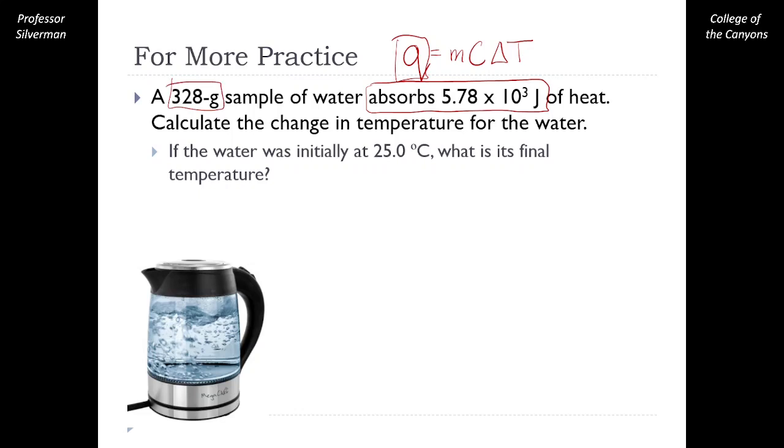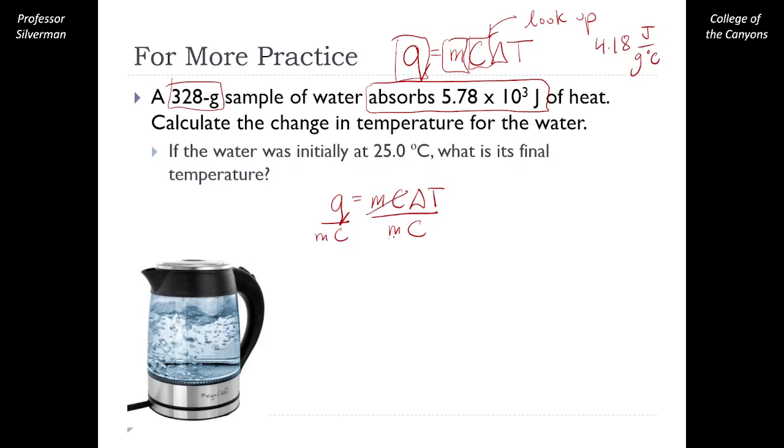We have 328 grams. That is going to be our M, mass. Our specific heat capacity, we can look that up for water. This is going to be 4.184 joules per gram degrees Celsius. We don't need to memorize that. We can just look that up. And there we go. It looks like we have everything except our delta T. If we want to isolate delta T by itself, we can divide both sides of the equation by M and C. Now we have Q divided by MC equals our delta T.